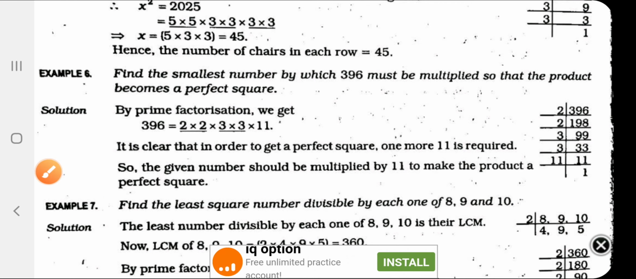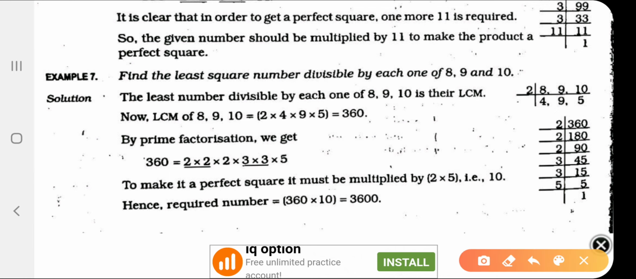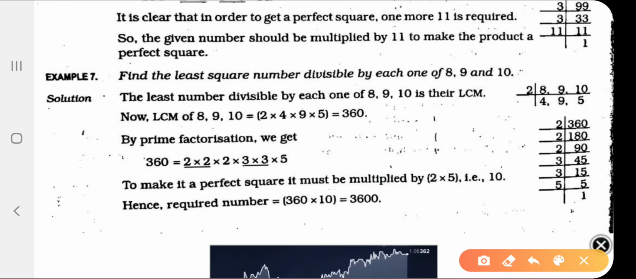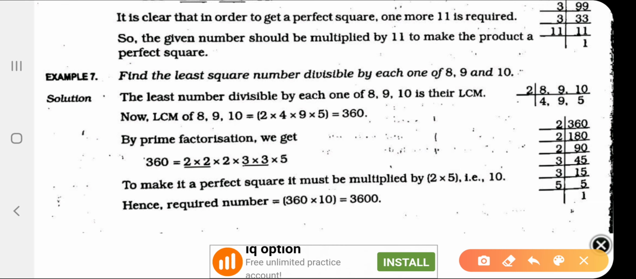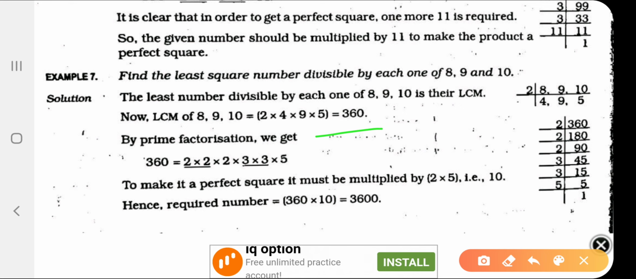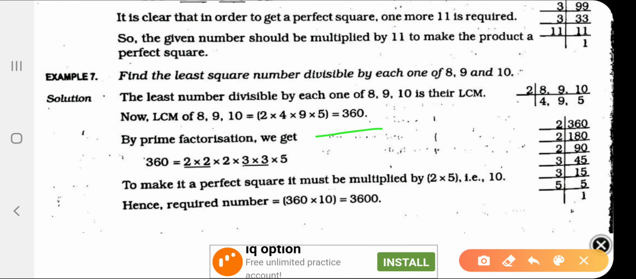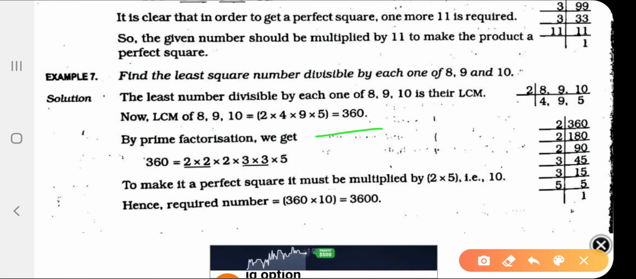That's it. Next question: find the least square number divisible by 8, 9 and 10. This is also very easy. You just have to find the LCM of these numbers, that is 8, 9 and 10. The LCM of these numbers is 360. But 360 is not a perfect square, so we have to make it a perfect square. How will we make it a perfect square?